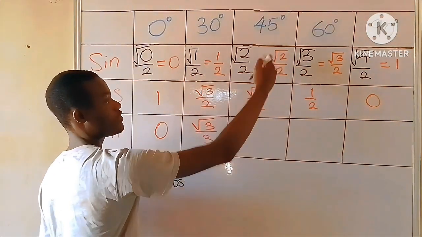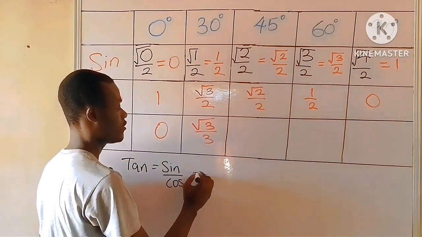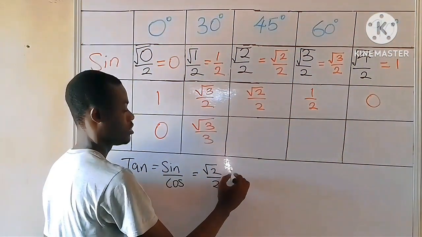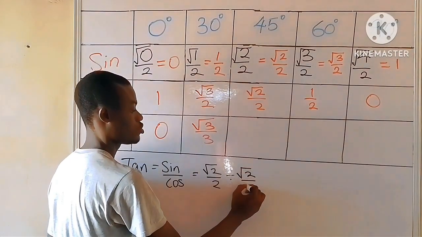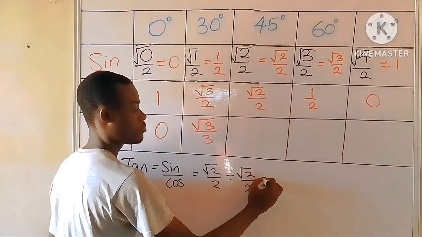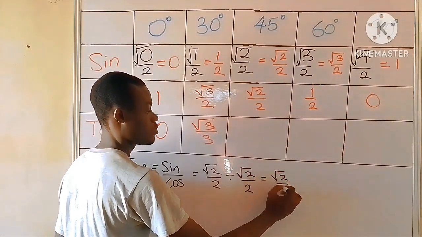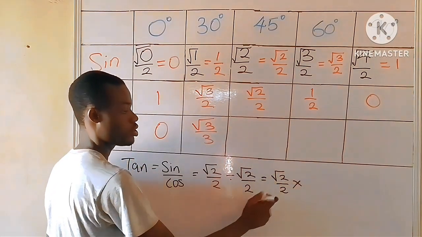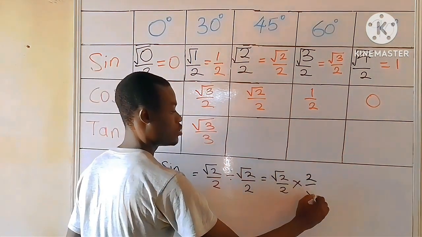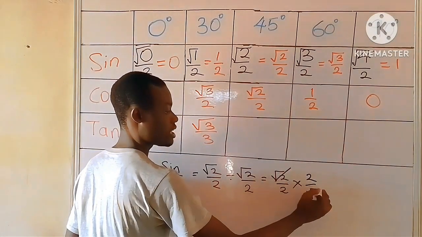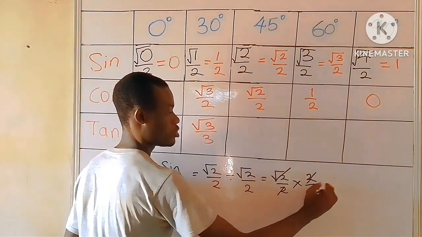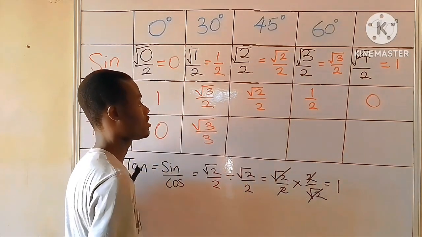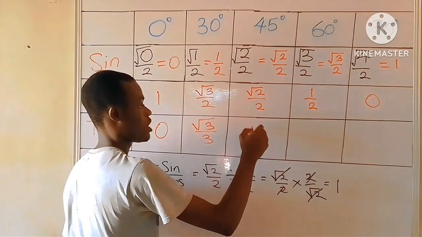Next column, we are going to divide this by this. So we have root 2 over 2 divided by root 2 over 2. When we change this to multiplication, we have root 2 over 2 times, this will go up and this will come down. So we have 2 over root 2. Root 2 will cancel out with root 2 and 2 will cancel out 2. So this will give us 1. So on this column, tan 45 becomes 1.